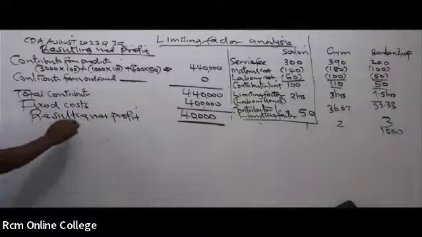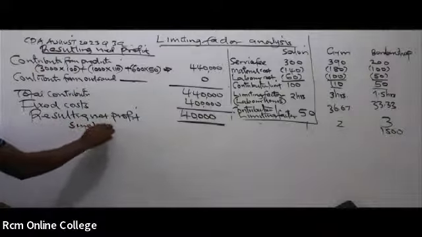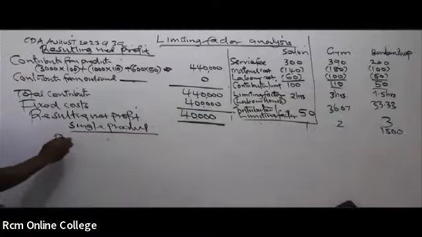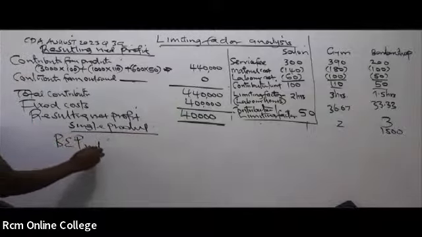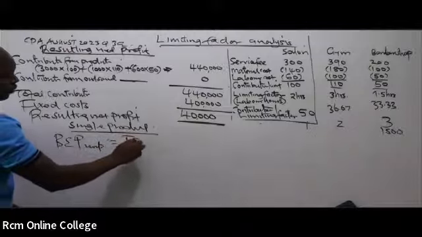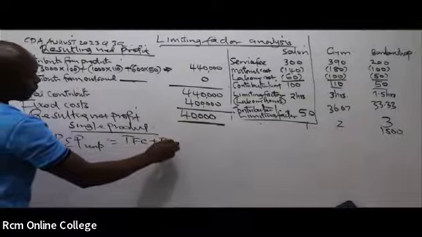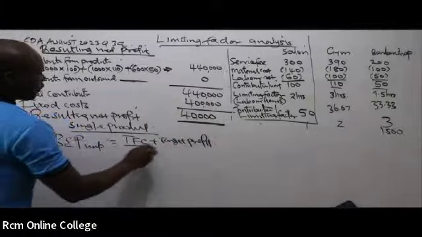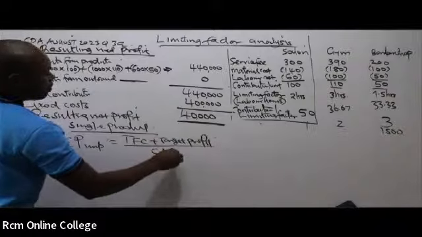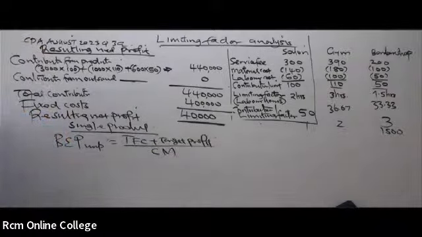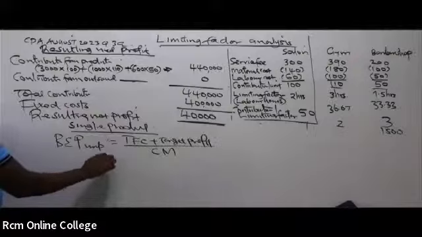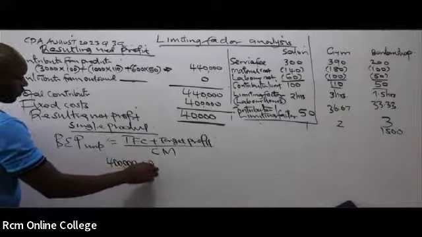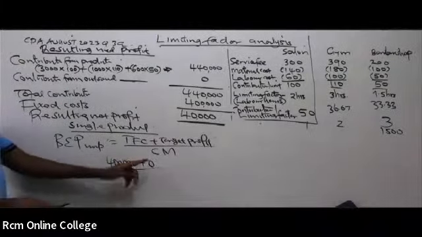A single product, it is very simple. Break-even point in units is equal to total fixed cost plus target profit over contribution margin. Do we have target profit? No. It is only total fixed cost of 400,000 plus target profit of 0 over contribution margin.